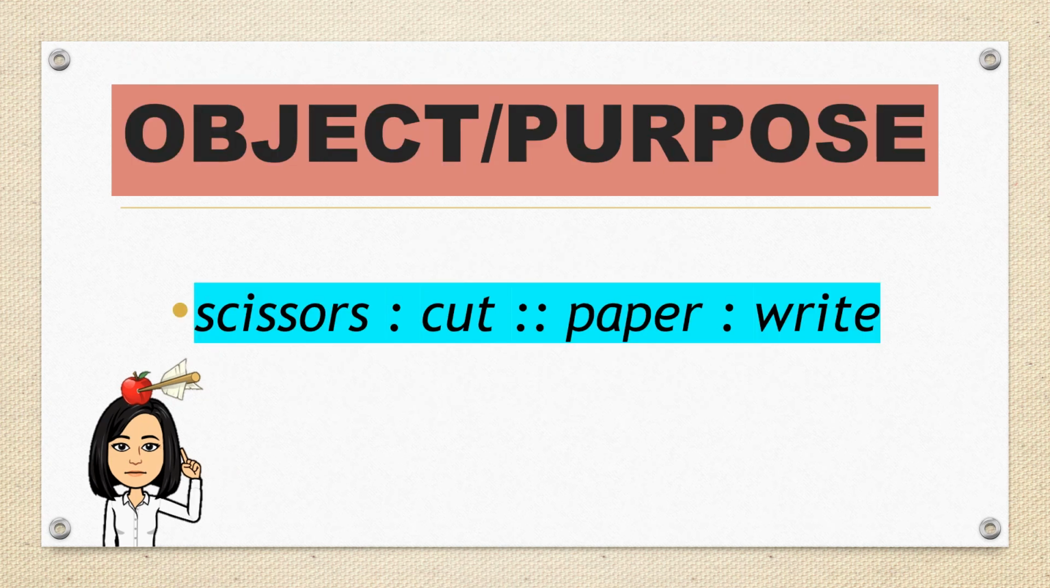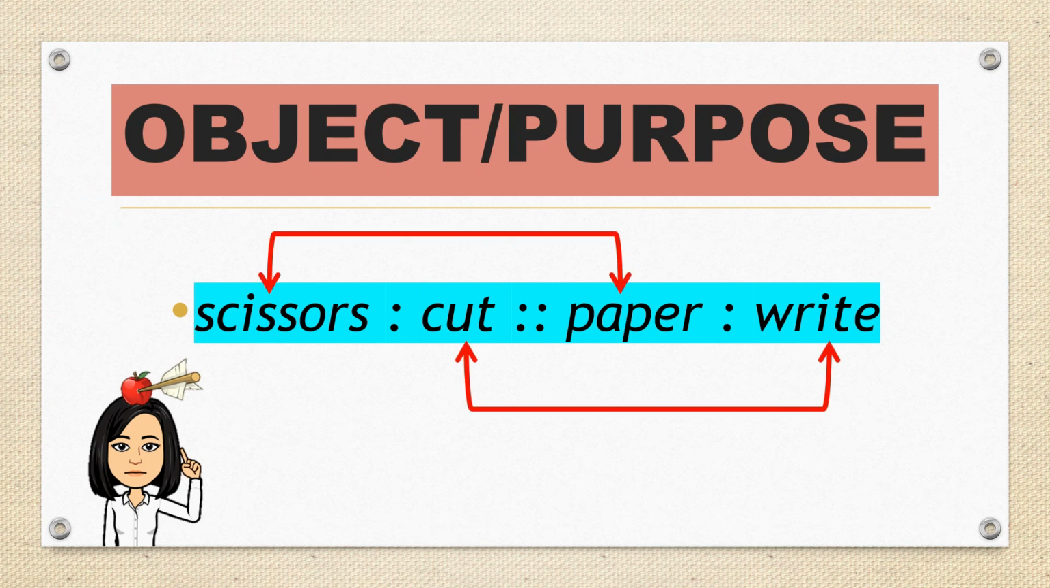Object and purpose. The first words are named as the object, and the second words in each pair tell the purpose of the object. Scissors is to cut as paper is to write, meaning scissors are used for cutting as paper is used for writing.